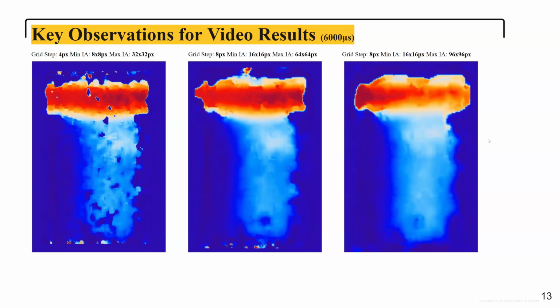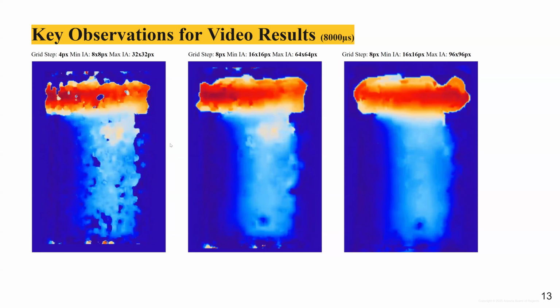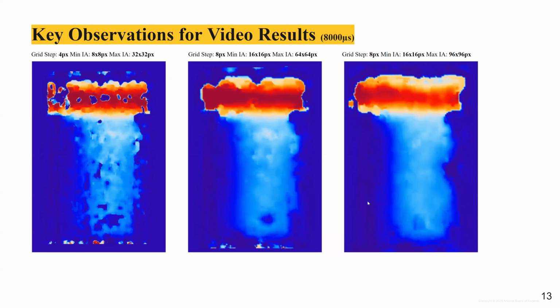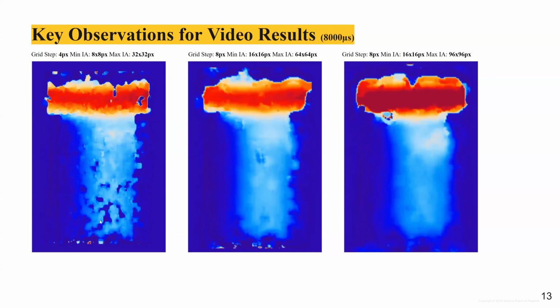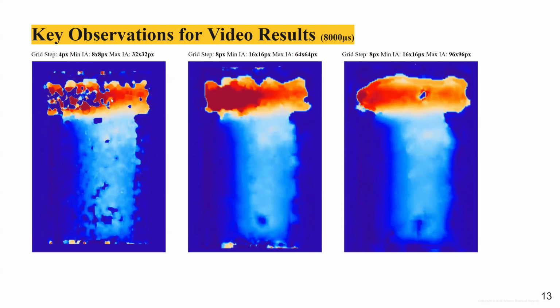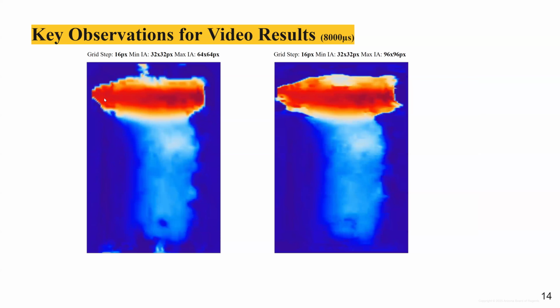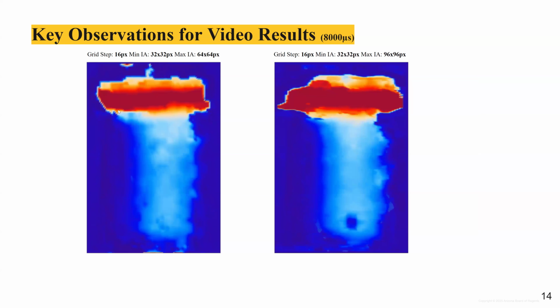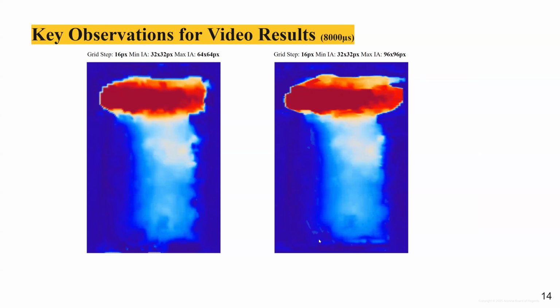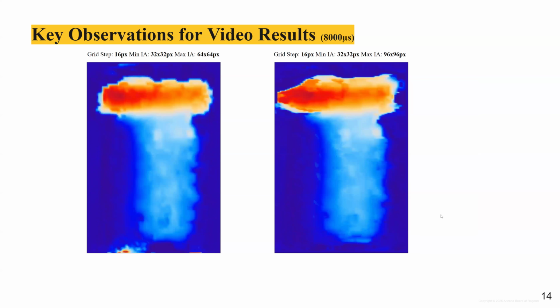At 8,000 microseconds, the high velocity core shifts almost a pin width between frames. I see dropout and blue gaps along the shear layers, which indicate decorrelation. Even with larger windows, many vectors are lost. The field looks patchy and fine details blur.